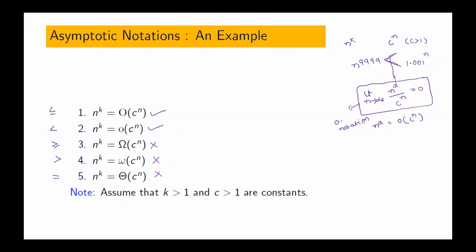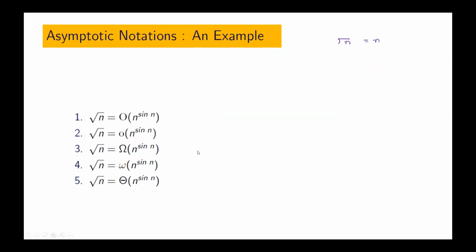Now here root n means n power 0.5. n power sin n means it can go from n power minus 1 to n power plus 1. Is that okay? Why? Because the range of the sin n function is minus 1 to plus 1. Now please tell me whether the first one is true or not.